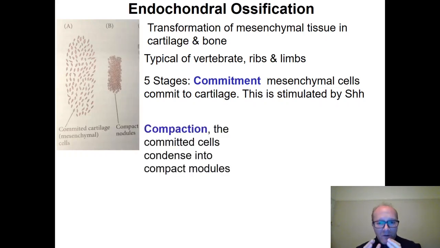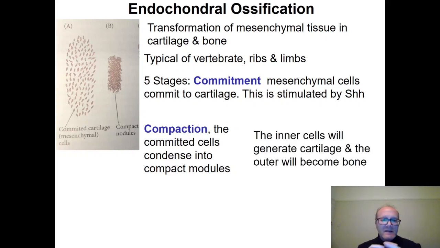After the initial commitment, you have compaction. So the next stage is compaction. The cells that are committed to become cartilage and therefore bones will compact, forming, if you want, condensed compact nodules. The cells of this compact nodule have different roles. The most internal cells will generate the cartilage, while the most external cells tend to become bone.